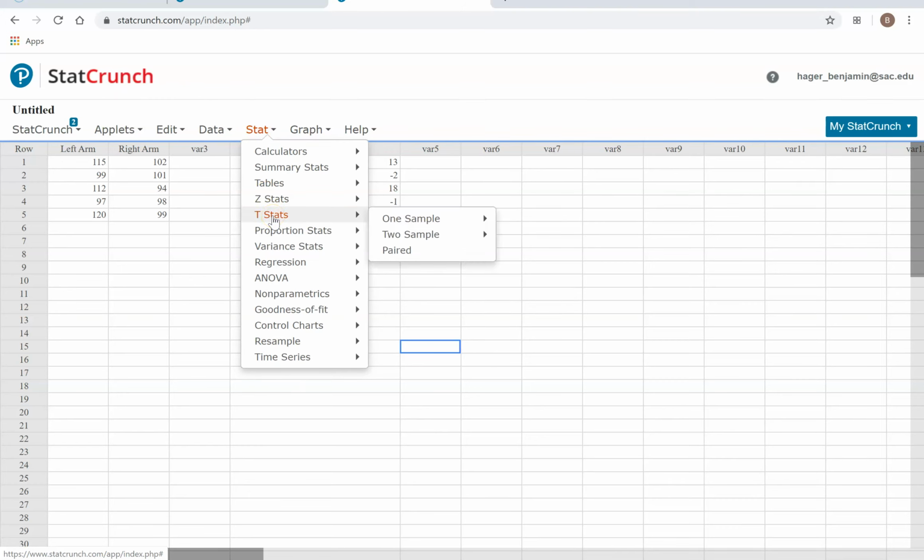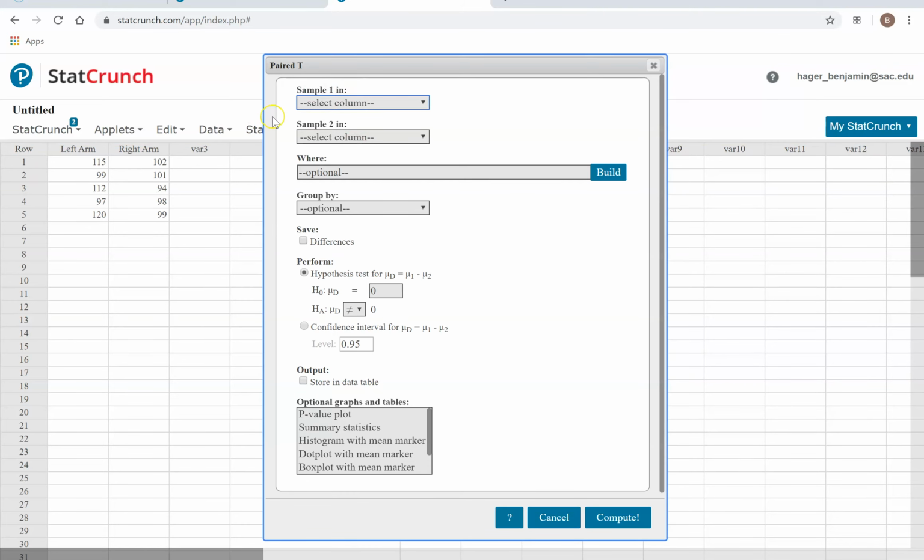T-stats. Now here we see the option we want to choose, paired data. T-stats, paired data. It's going to ask where your sample 1 is coming from, and I'm going to say that's the left arm column. Where's your other sample data coming from? That's the right arm column. What's important is to make sure these line up. So this is person A, this is person B, this is person C, D, and E. In other words, don't mix them, okay? Make sure that each row contains one person's information.